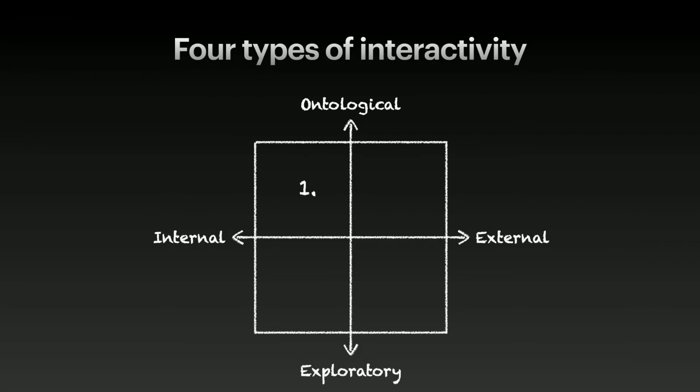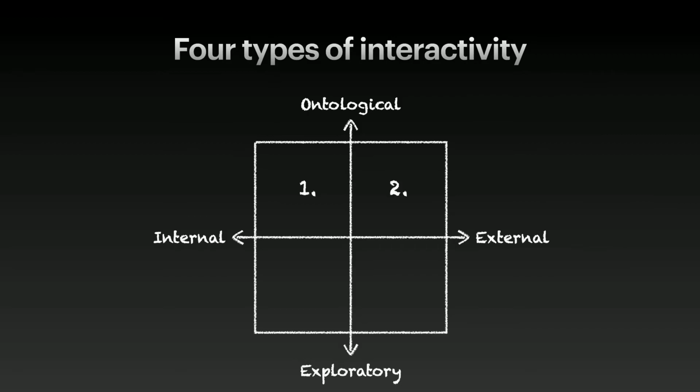The first quadrant is internal ontological interactivity. Here, the interactor creates an avatar and interacts using it, which is typical in the majority of video games, such as first-person shooters, platformers, or adventure games.